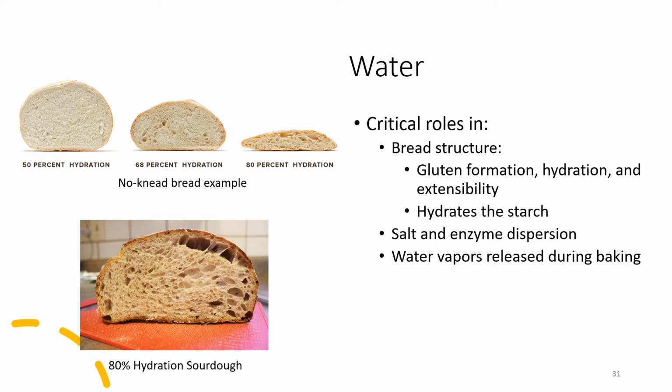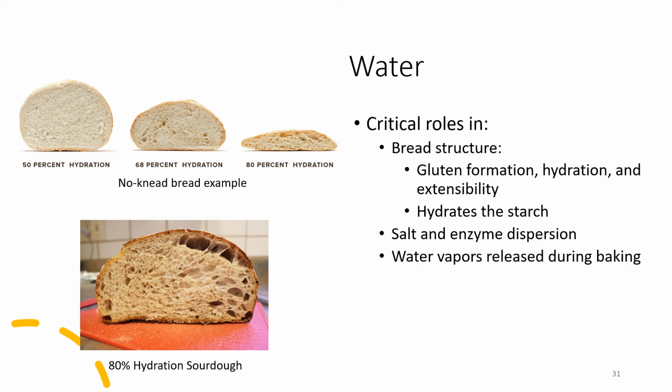It also helps the salt disperse in the flour. For example, if you dissolve the salt in the water first before mixing it into the dough, then the salt distribution is going to be much more even throughout your dough. Another important thing that water does is that it vaporizes during the baking process, which releases more gas bubbles. So not only are you getting gas bubbles in the bread because of the CO2 from fermentation, but you're also getting water vapor and gas bubbles that are released during the bread baking as well.